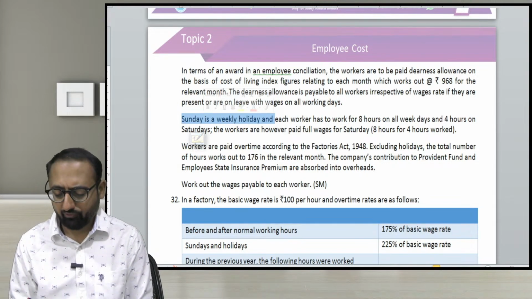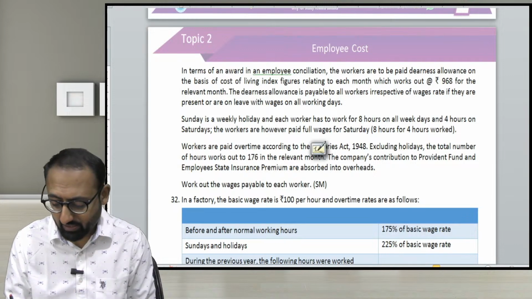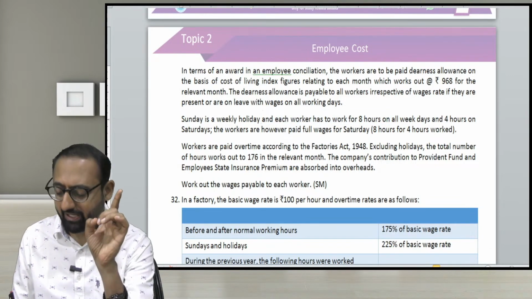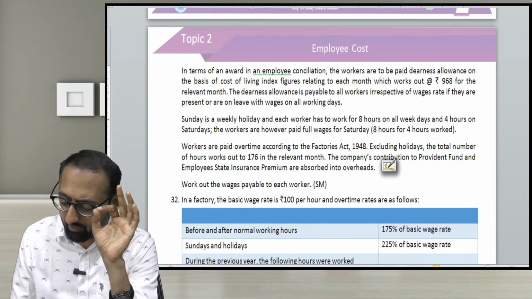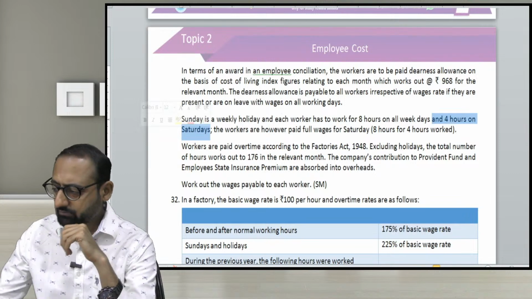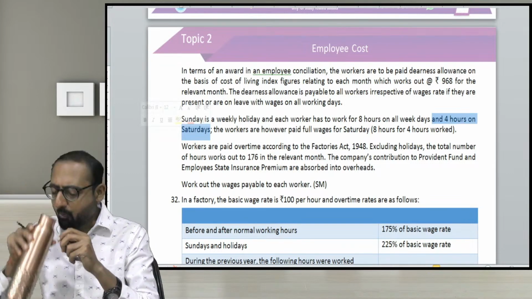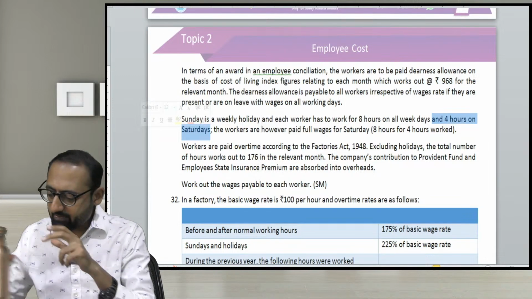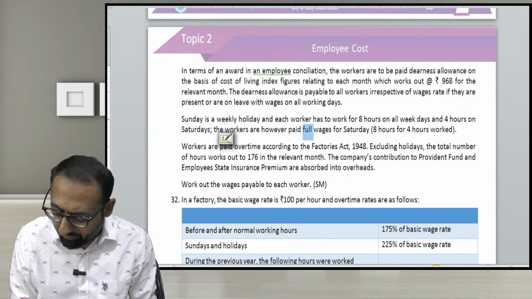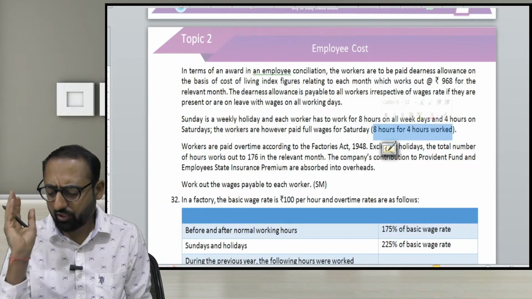You are not going to work on Sunday. Each worker has to work for 8 hours on all weekdays. Compulsorily, you'll have to work for 8 hours on all weekdays, but you'll have to work for 4 hours on Saturday. Very important adjustment. On Saturday, you'll have to work for 4 hours. The workers are, however, paid full wages for Saturday, 8 hours for 4 hours of work.